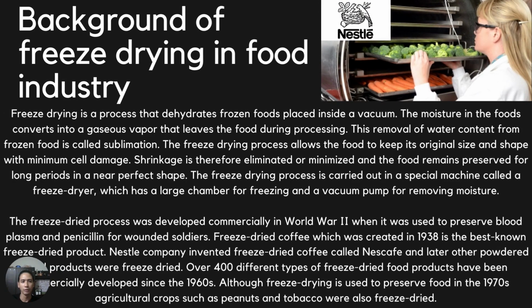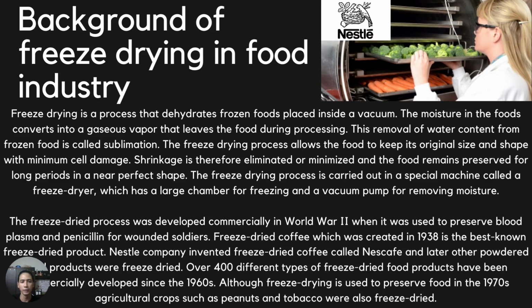First, I will present about the background of freeze drying in the food industry. Freeze drying is a process that dehydrates frozen foods placed inside a vacuum. The moisture in the foods converts into a gaseous vapor that leaves the food during processing. This removal of water content from frozen food is called sublimation. The freeze drying process allows the food to keep its original size and shape with minimum cell damage.